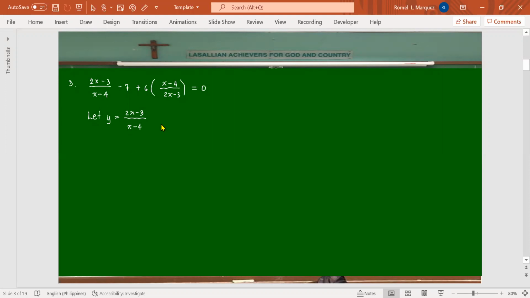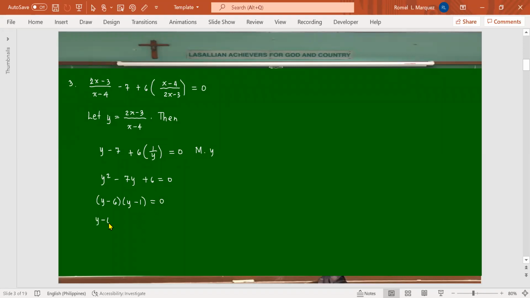So then what will happen? This is equal to y minus 7 plus 6 times, and x minus 4 all over 2x minus 3 is 1 over y, equals 0. So we multiply by y to get rid of the denominator. So y squared minus 7y plus 6 equals 0. Is it factorable? I think so, no? y minus 6, y minus 1. But of course, you can use another method.